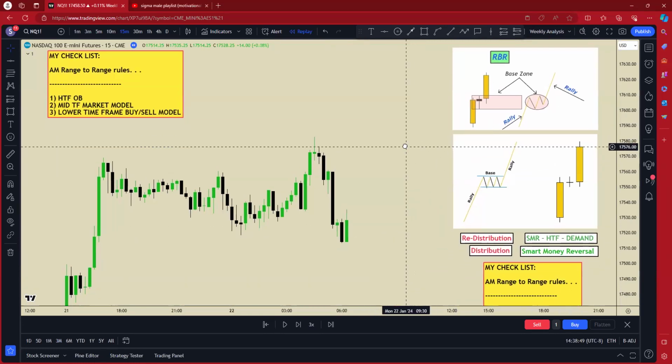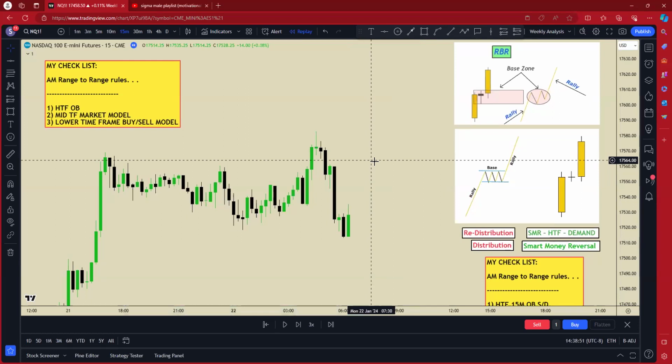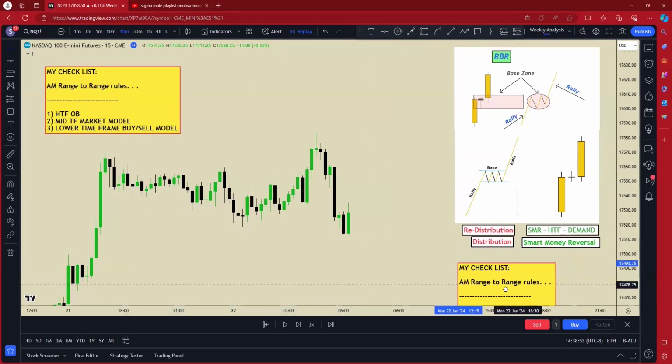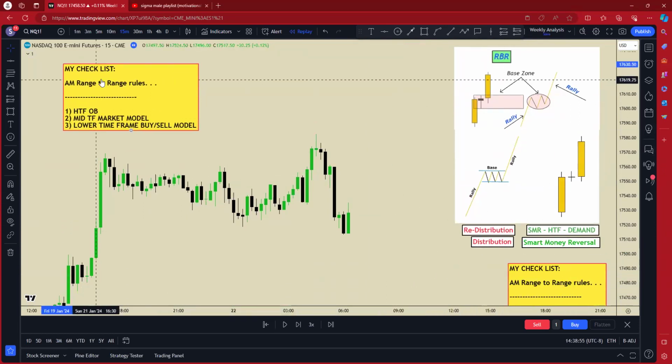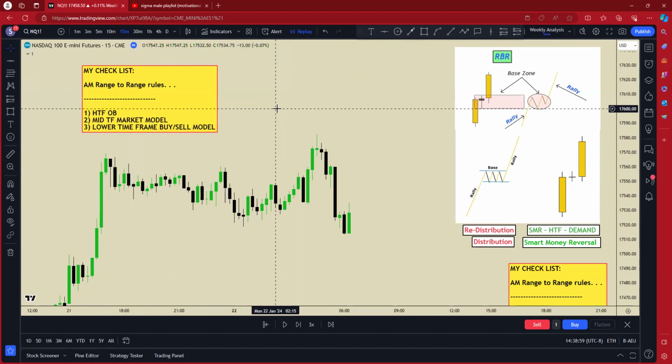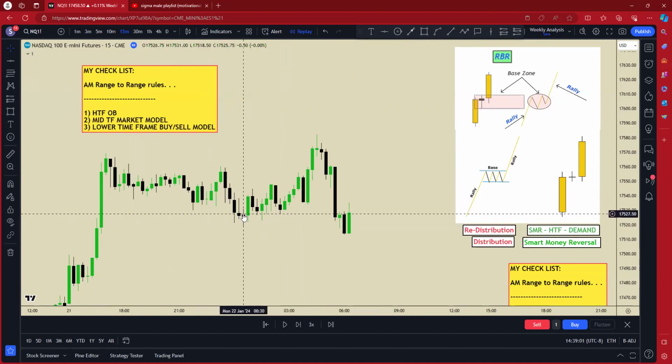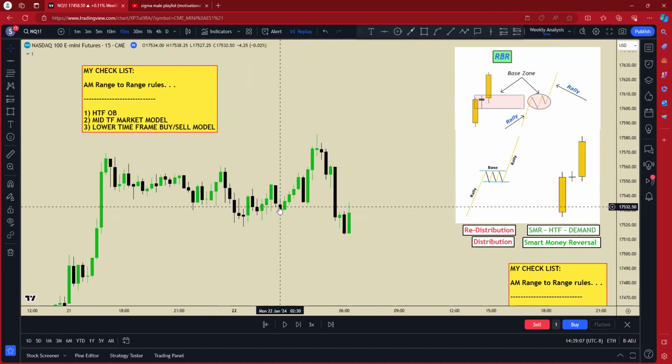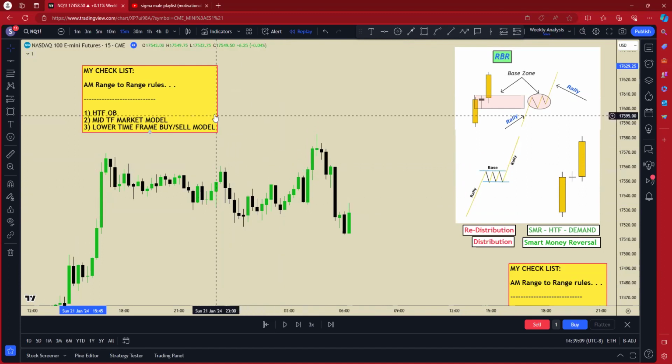Kind of have some information here. Kind of try to keep it light. I like to keep everything very simple. So, only three things that I really look for when it comes to the morning, or it comes to 6:30, the 9:30 open, which is 9:30 Eastern or 6:30 Pacific.